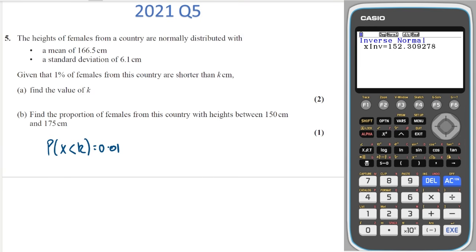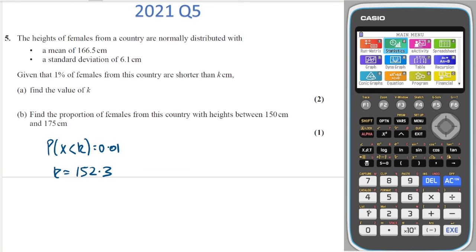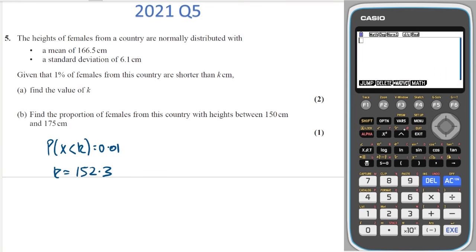And here we go, this gives us our answer, and that is that k is equal to 152.3. If I wanted to use that in the next calculation, I can go to menu, run matrix, and then I can press this button here, vars, and I can press stat, and I can press result from the distribution, and if I press x1 inverse normal, execute, there's that value there which I can then use if I needed to.